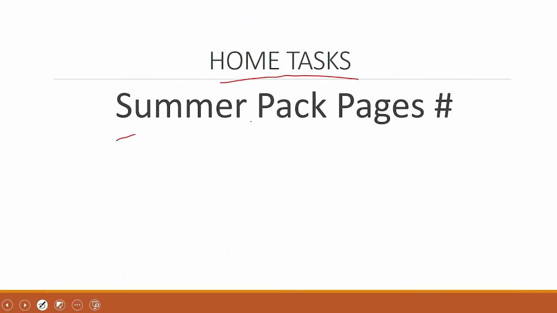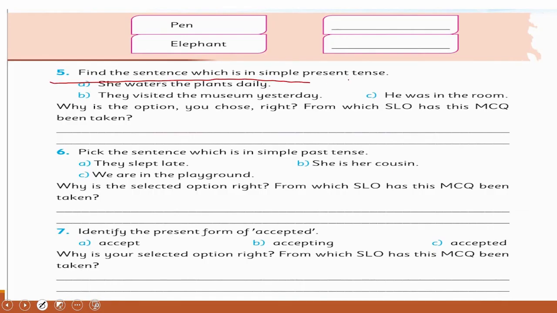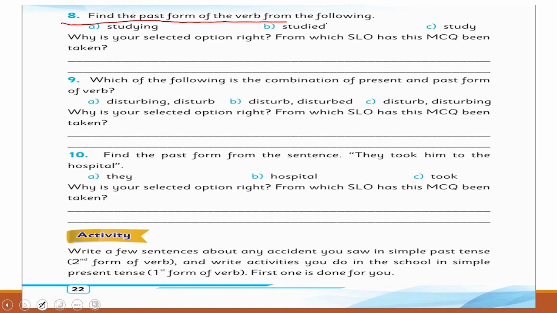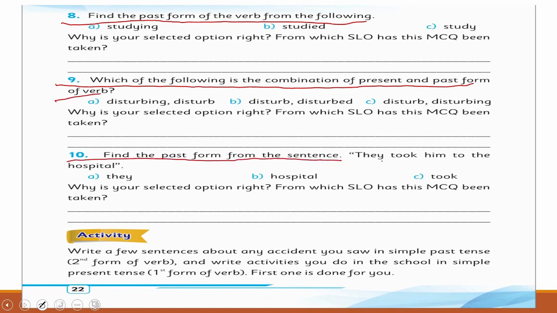For home task, please open your summer pack page. Find the sentence which is in simple present tense. Pick the sentence which is in simple present tense. Identify the present form of accepted. Find the past form of the verb from the following. Which of the following is the combination of present and past form? Find the past form from the sentence: They took him to the hospital. And then there's an activity.